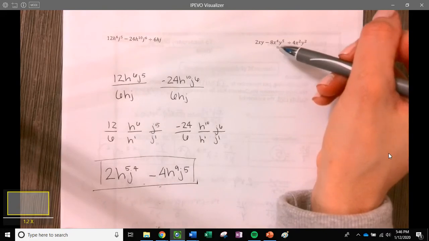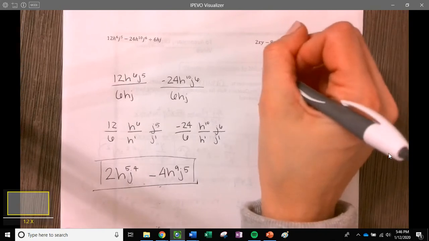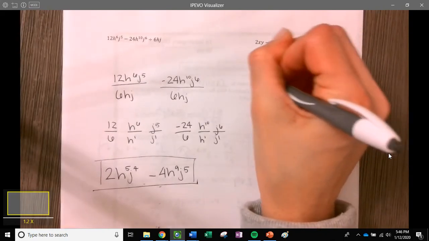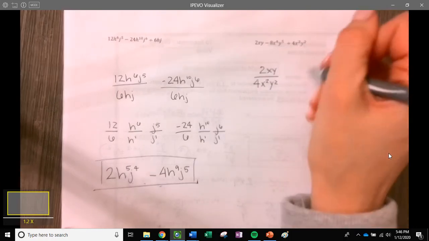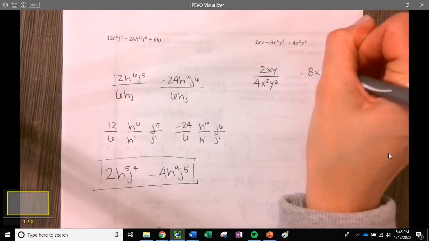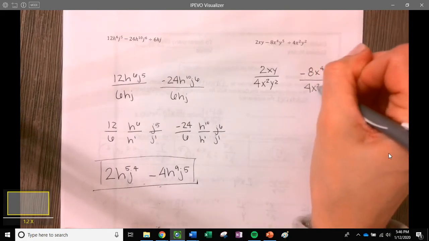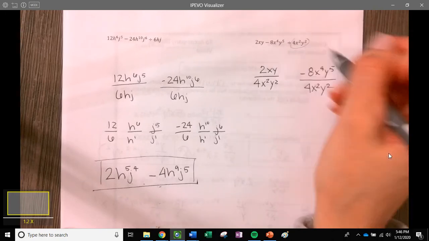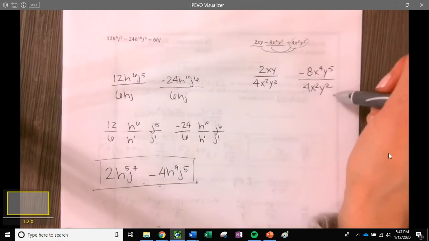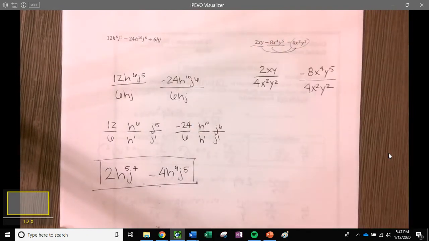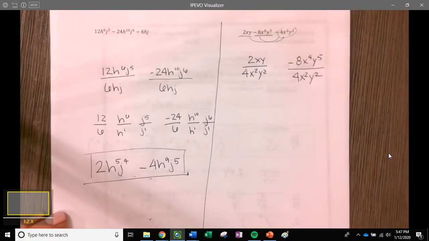2xy minus 8x to the 4th, y to the 5th, divided by 4x squared, y squared. Okay, 2xy divided by 4x squared, y squared, and negative 8x to the 4th, y to the 5th, divided by 4x squared, y squared. Remember, we take that divisor and we have to divide each part. So that's what we have set up here, and that's what we set up over here as well. Okay, I'm going to draw this line so we don't have any confusion.